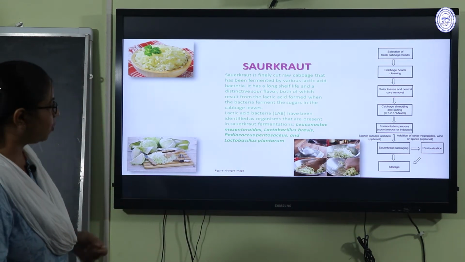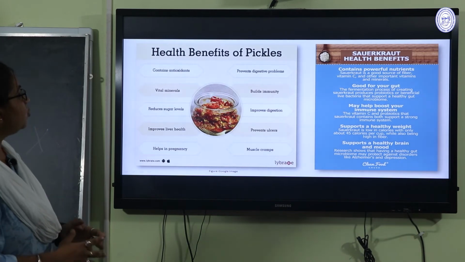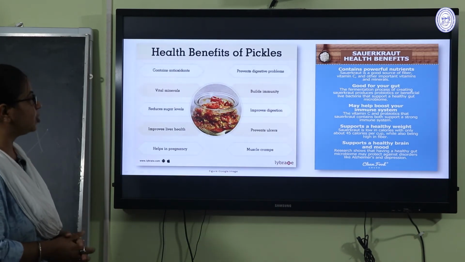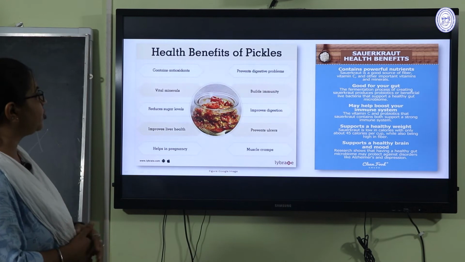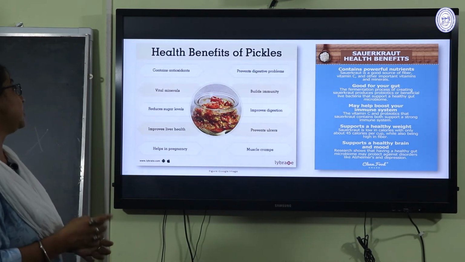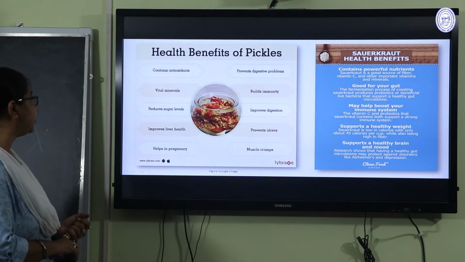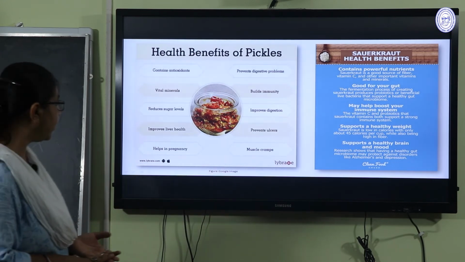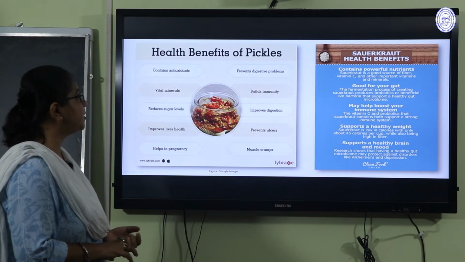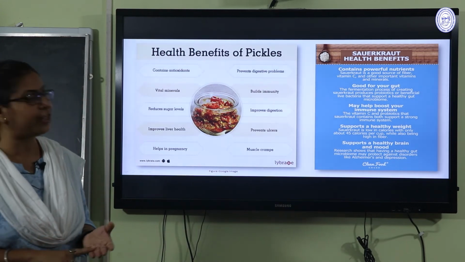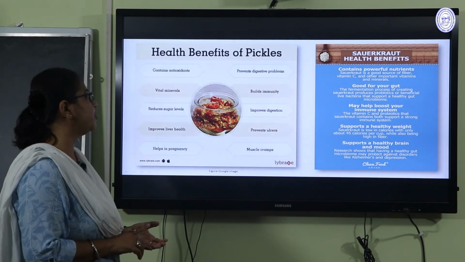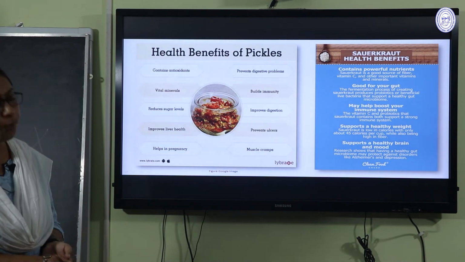So this is sauerkraut. Coming to the different benefits of pickles and sauerkraut, the health benefits of pickles are that they contain antioxidants, fight free radicals, provide vital minerals, reduce sugar levels, improve liver health, help in pregnancy, build immunity, improve digestion, relieve muscle cramps, prevent ulcers and prevent digestive problems.